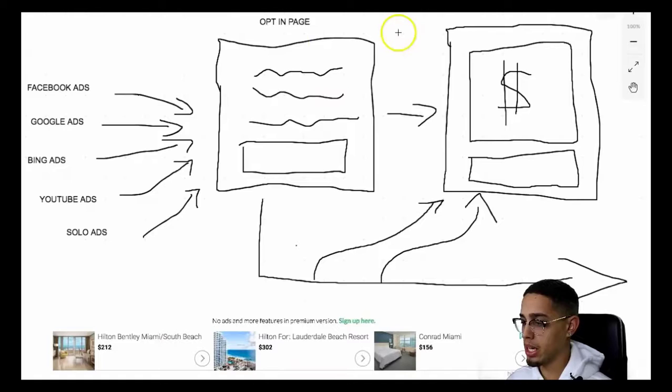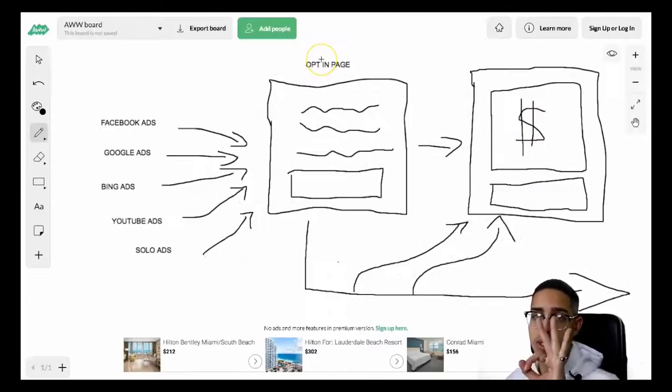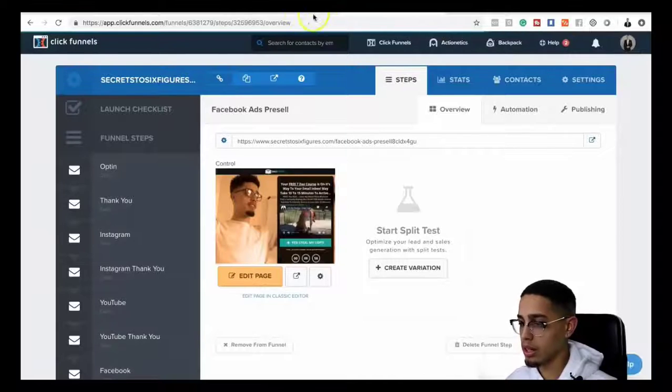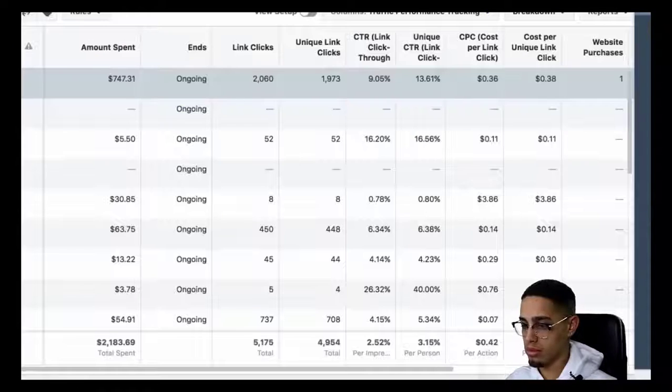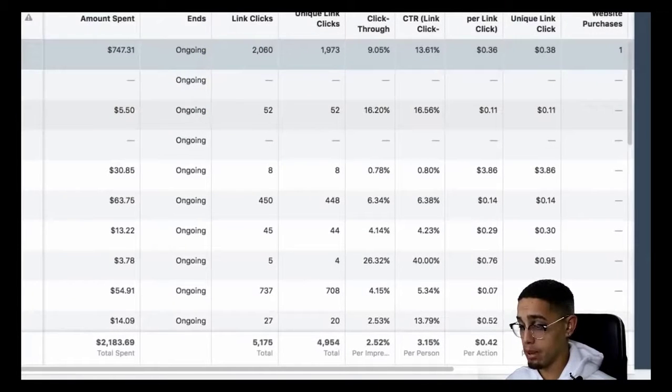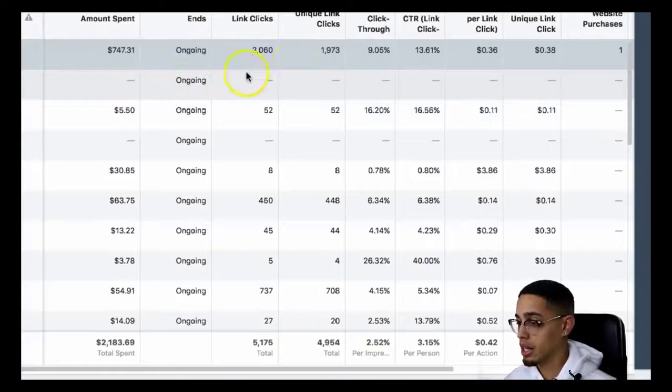I have an opt-in page, and then there's a pre-sale page. And then after they get to the pre-sale page, they get to the affiliate offer, right? So it's a three-step sales funnel. First, opt-in page. Second page, pre-sale page or thank you page. Third page is the affiliate offer. So if we look here, back to my Facebook ads manager, right? I'm just gonna break down the ad for you guys.